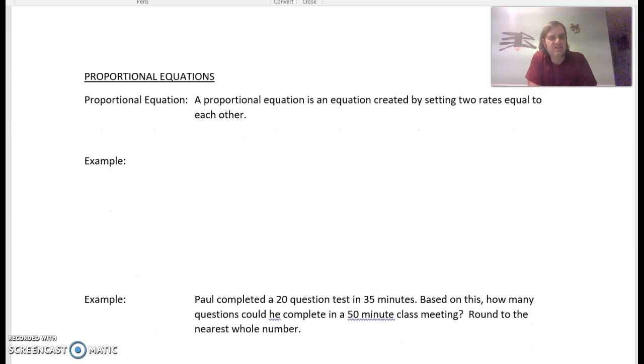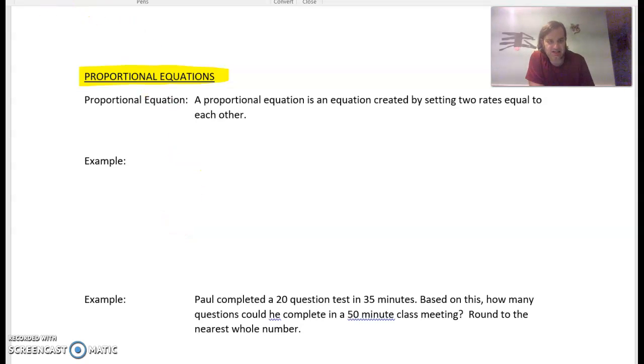Okay, unit rates. So here we have the topic of proportional equations. A proportional equation is an equation created by setting two rates equal to each other. Okay, so let me see what I've got here.